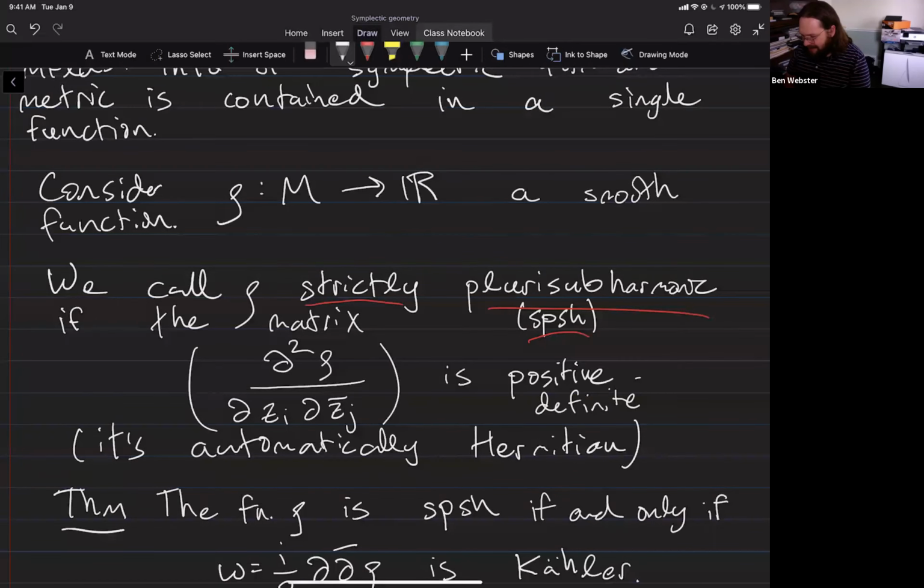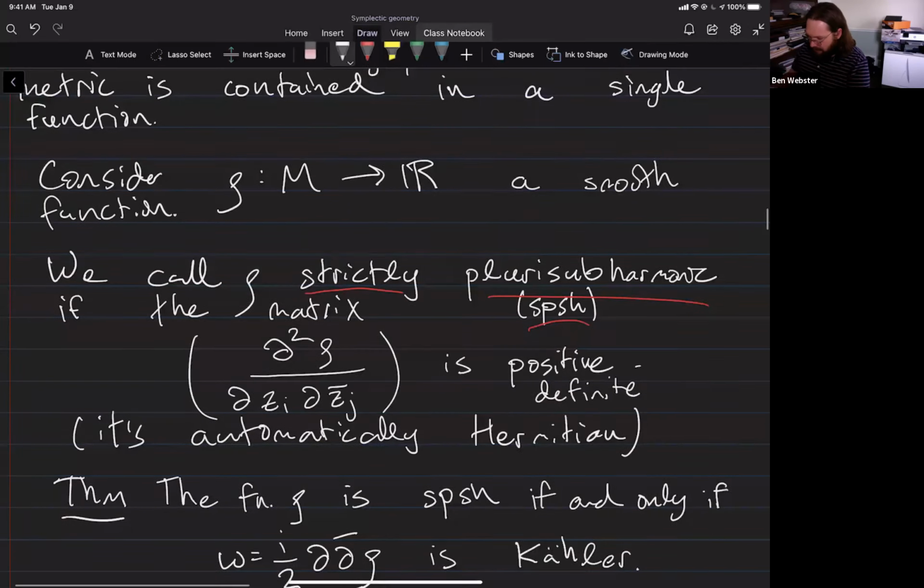SPSH if, when I take the second derivative with respect to z_i, the complex variables, and then their complex conjugates, dz_j bar, I get a matrix, and that matrix has to be positive definite. And I'll just mention it's automatic that it's Hermitian because of the commutation of mixed partials. But it's an extra condition on this function that some functions will satisfy and some won't, that it's positive definite.